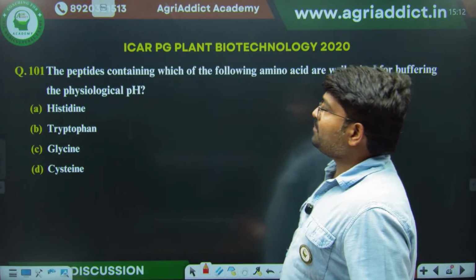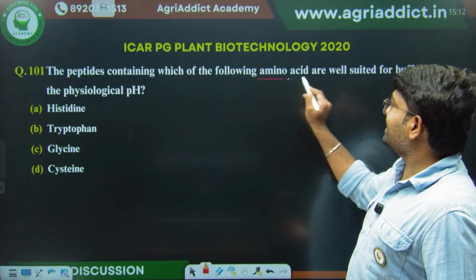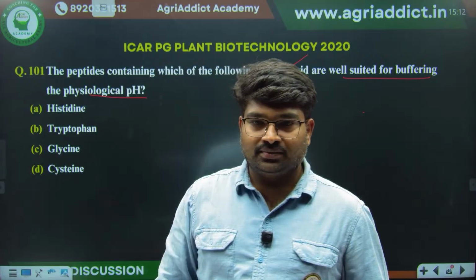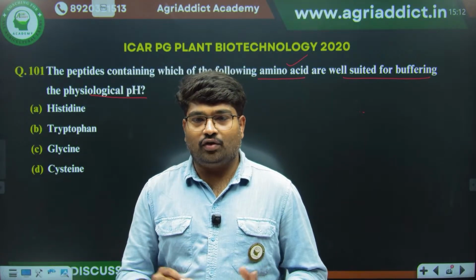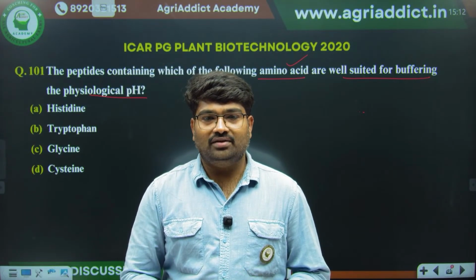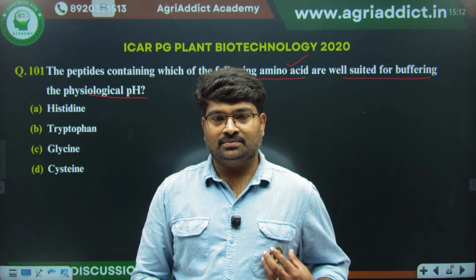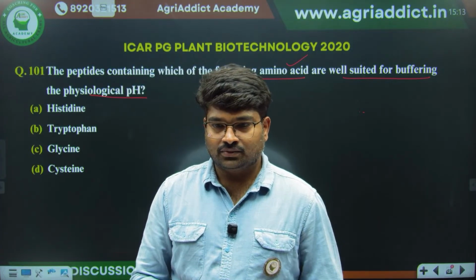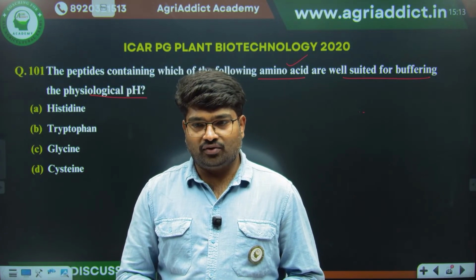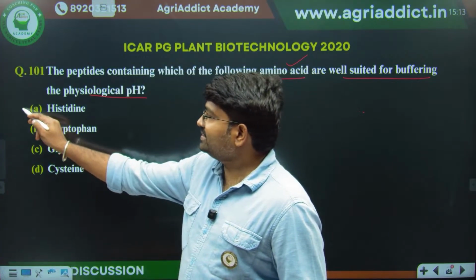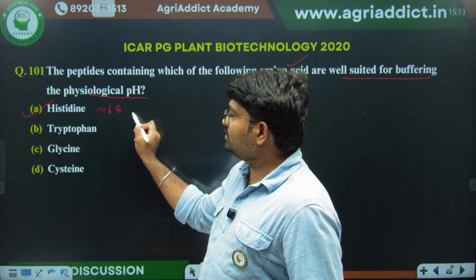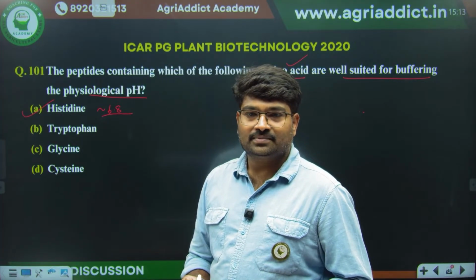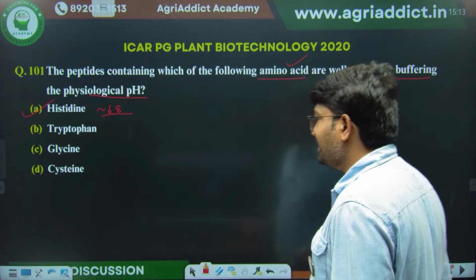The peptide containing which of the following amino acids are well suited for buffering at physiological pH? Histidine, tryptophan, glycine and cysteine. This also we have already discussed. What will be the answer? Histidine. Yes, very good. Histidine, because the side chain will have a pK of 6.8. So that will have a capability to buffer at the physiological pH.